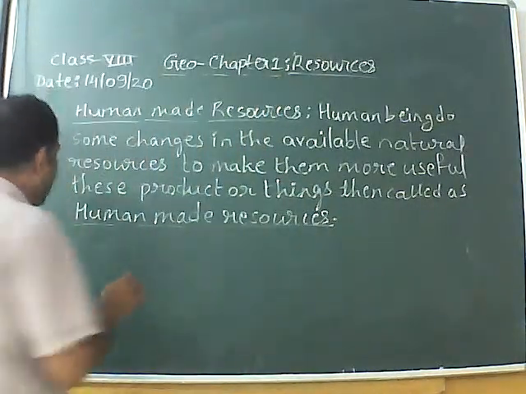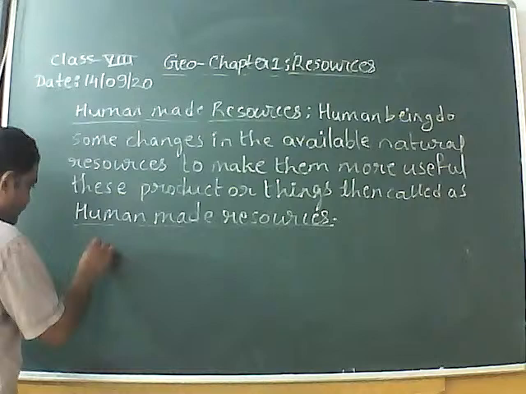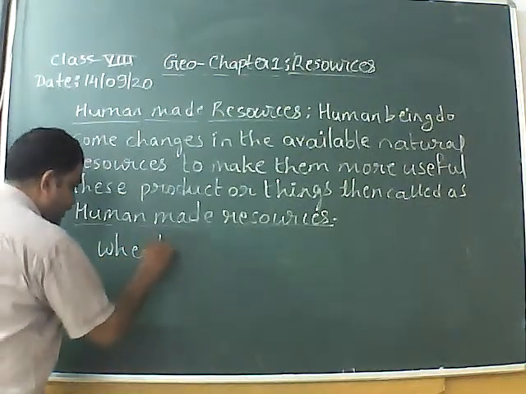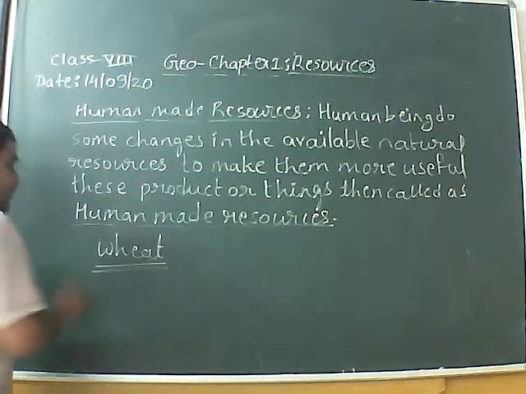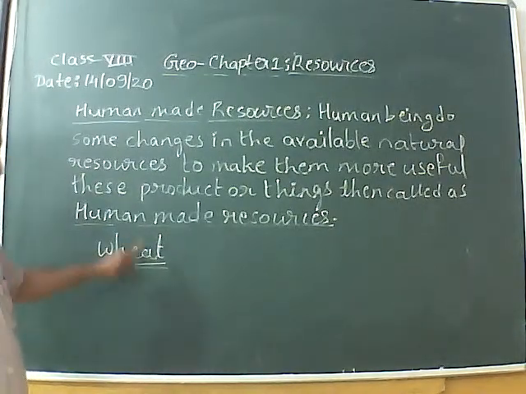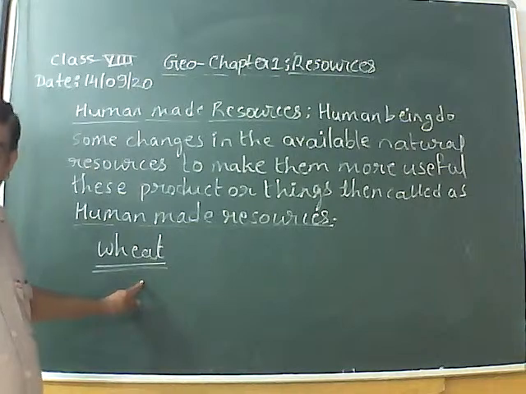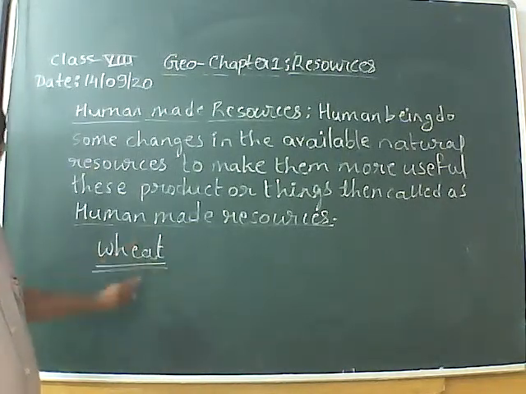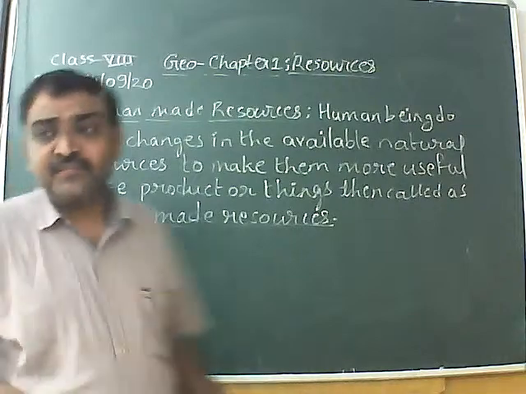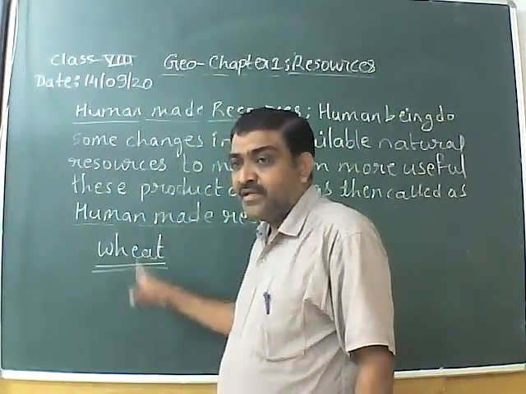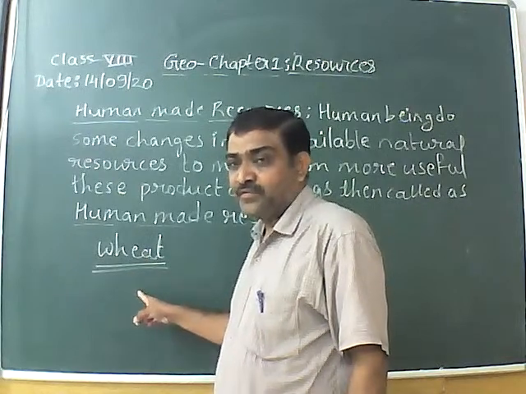Okay, for example we can take wheat. Now, wheat we are getting from nature. Wheat we are getting from nature because it is the first product from agriculture. So we can say that wheat is a natural resource.